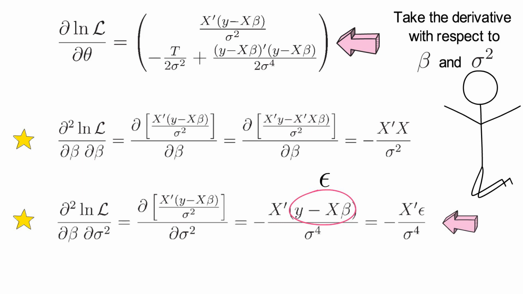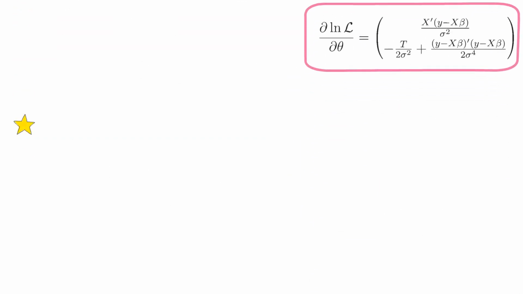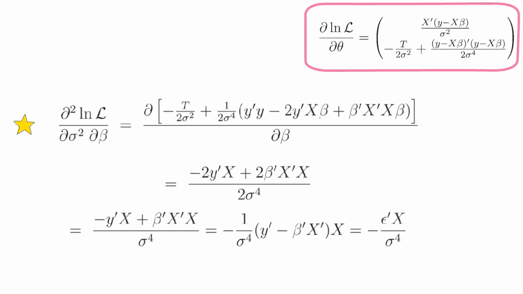Okay, let's continue to the third element. We now want to get the second derivative of the log likelihood with regard to sigma square and with regard to beta. So we take the respective Jacobian term for sigma square and now build the derivative with regard to beta. Now looking at the term, you already see that the first term, minus T over 2 sigma square, doesn't depend on beta. Y prime y doesn't depend on beta. So it's just these two last terms which depend on beta.